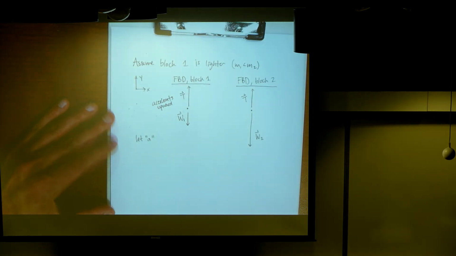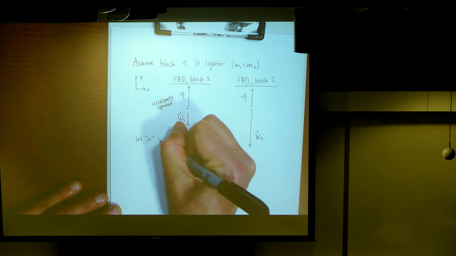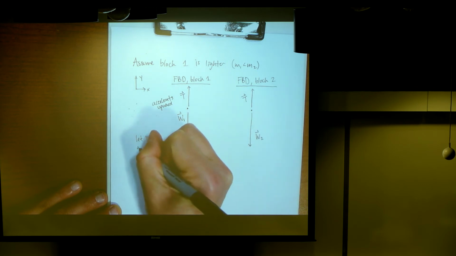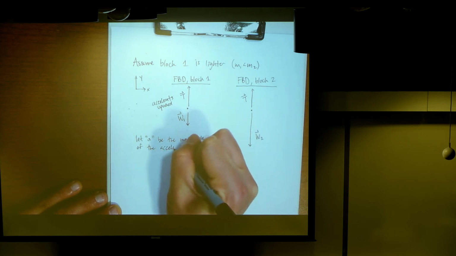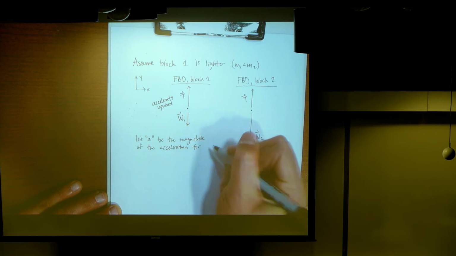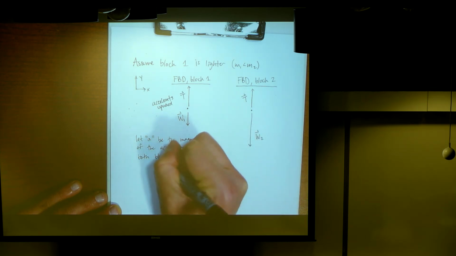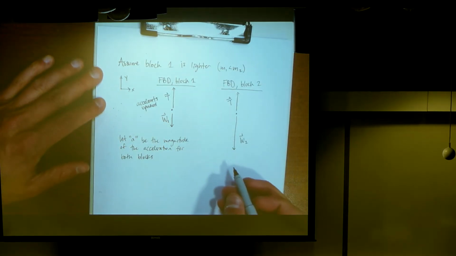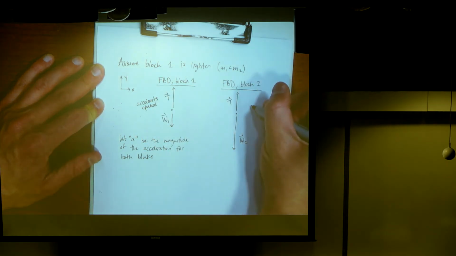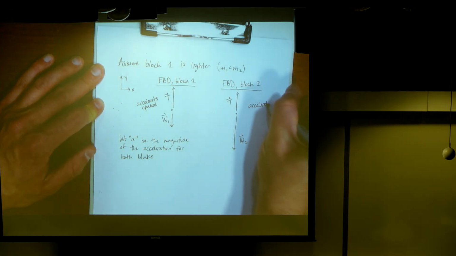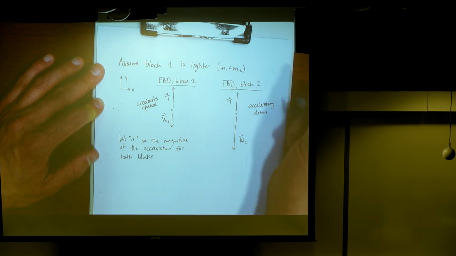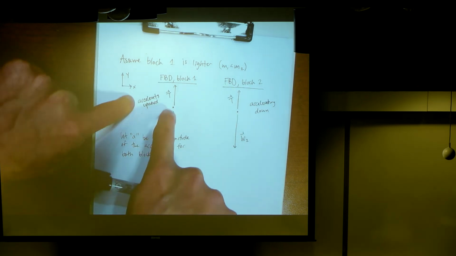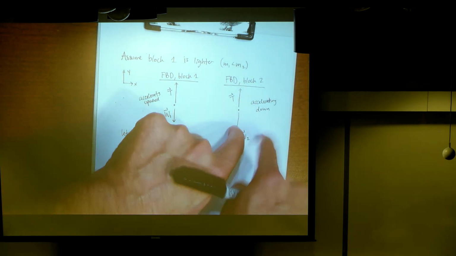some acceleration, but to be clear, let's let A be the magnitude of the acceleration. And this is for both blocks. Where it's going to be understood that block 1 is accelerating upward and block 2 is accelerating down. So in other words, when it comes time to plug in an acceleration, I'm going to use positive A for block 1 and I'm going to use negative A for block 2.